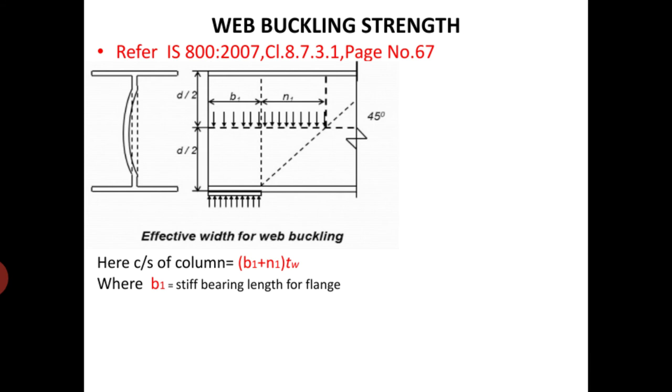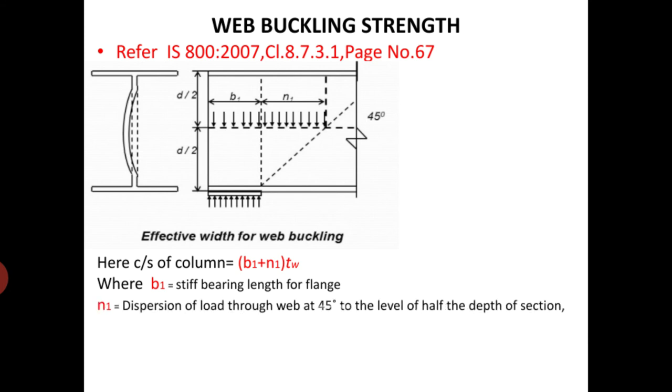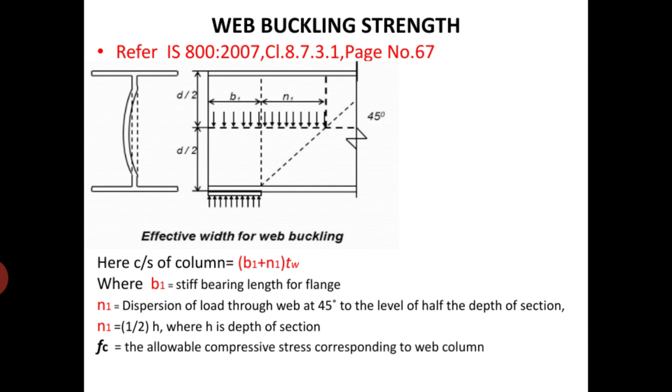Then b1 represents the stiff bearing length for the flange, and n1 is the dispersion of load through the web at 45 degrees to the level of half the depth of the section, and hence n1 is half of h, where h is the depth of the section. Then finally Fc represents the allowable compressive stress corresponding to the web column.